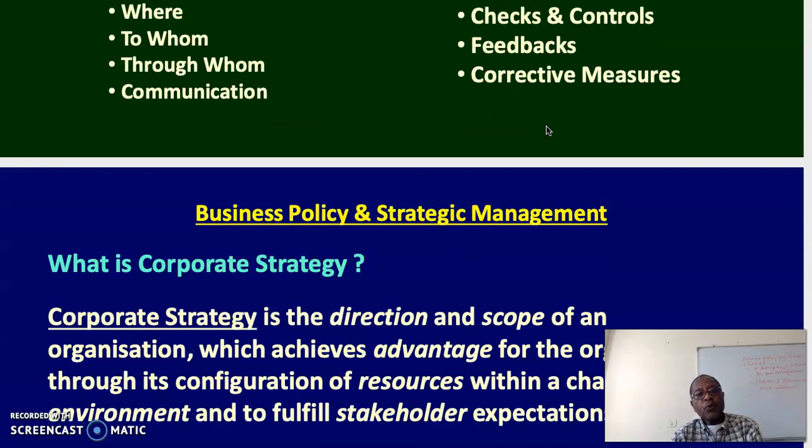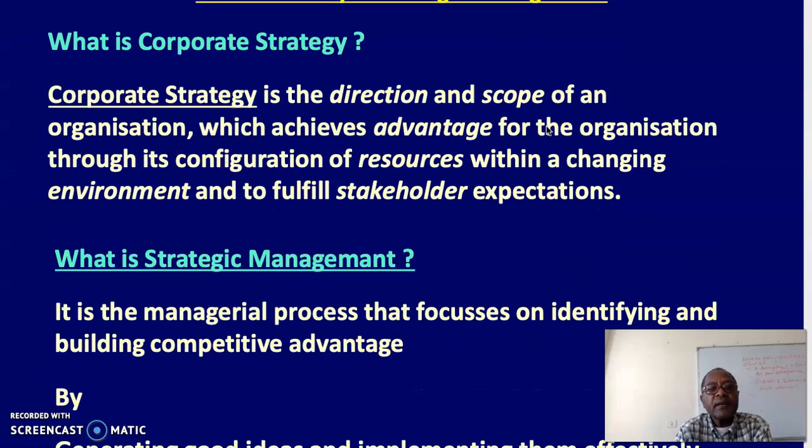What is a corporate strategy? A corporate strategy is the direction and the scope of an organization which achieves advantage for the organization through its configuration of resources within a changing environment and to fulfill stakeholders' expectations. This is one idea that we need to focus on, corporate strategy. As I said earlier, it is the direction and the scope of an organization which achieves advantage through its configuration of resources within a changing environment and to fulfill the stakeholder expectation.